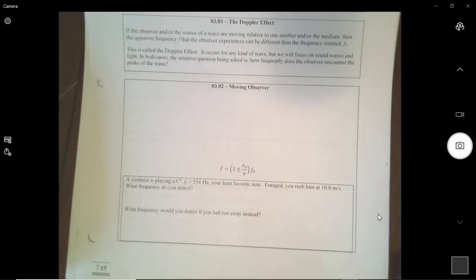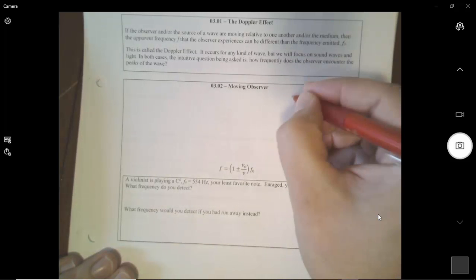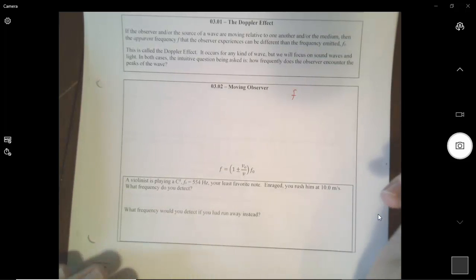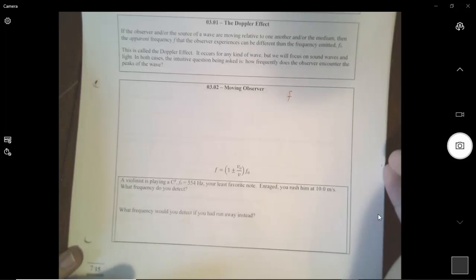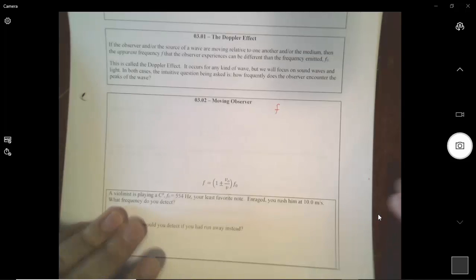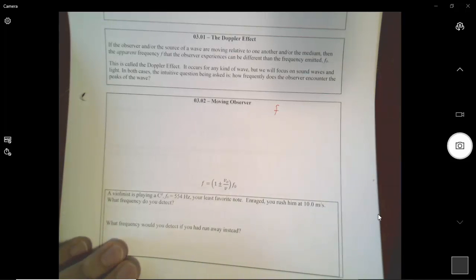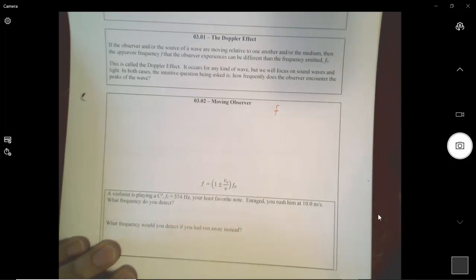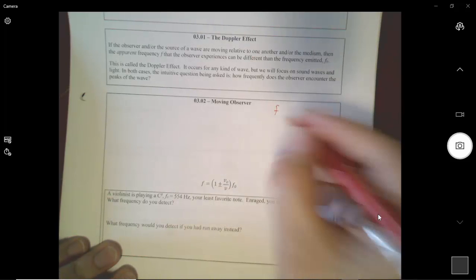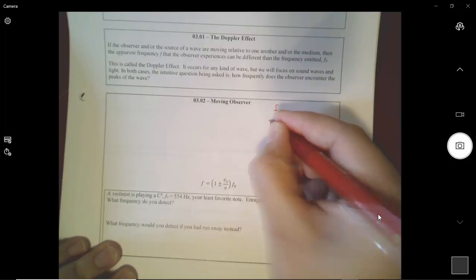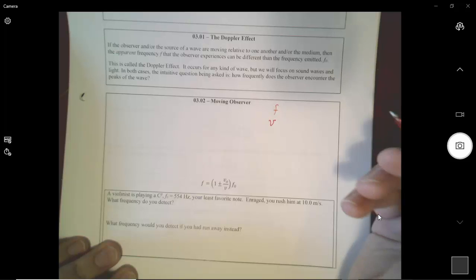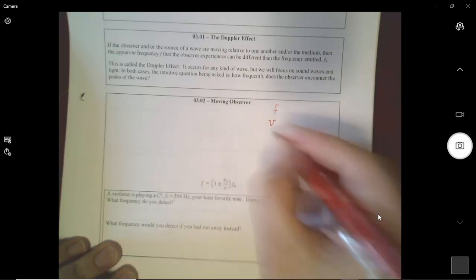There are several main variables that we're going to consider. F is the frequency that you hear, and these are, by the way, for sound waves. There's a different equation for light waves, and we're not really going to consider that for the most part. V is the speed of the waves, so the speed of sound.